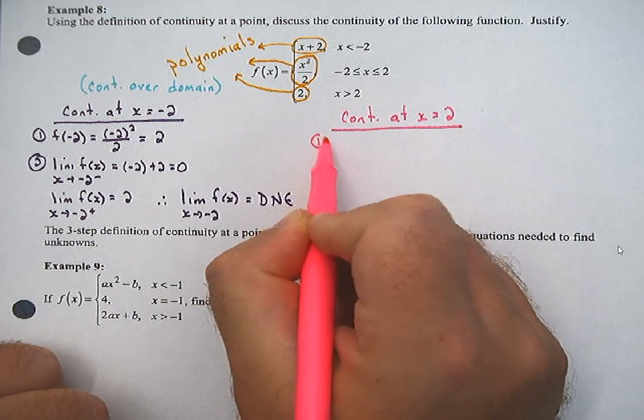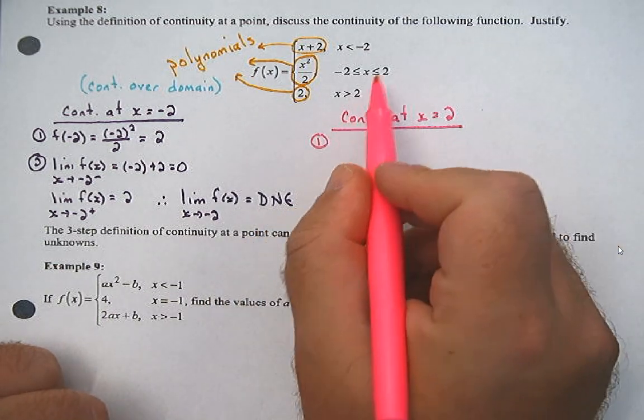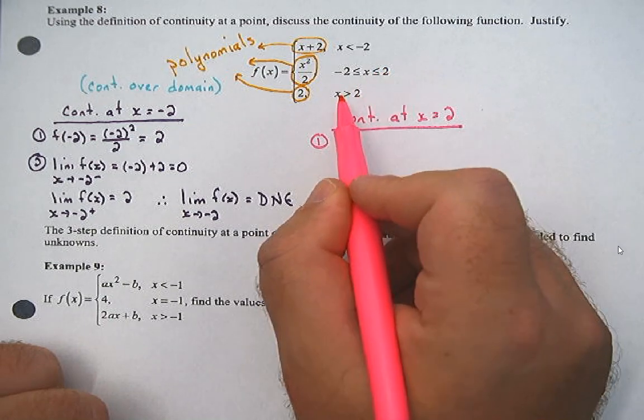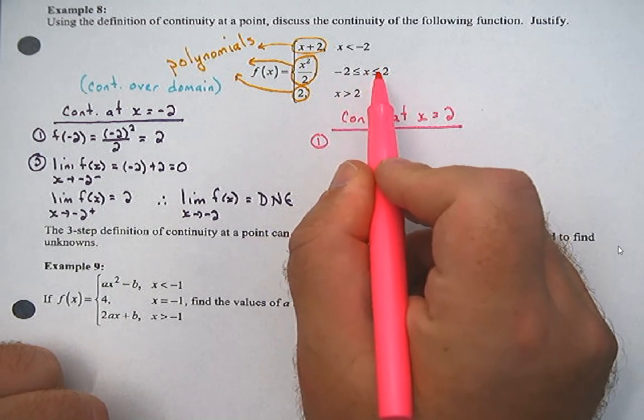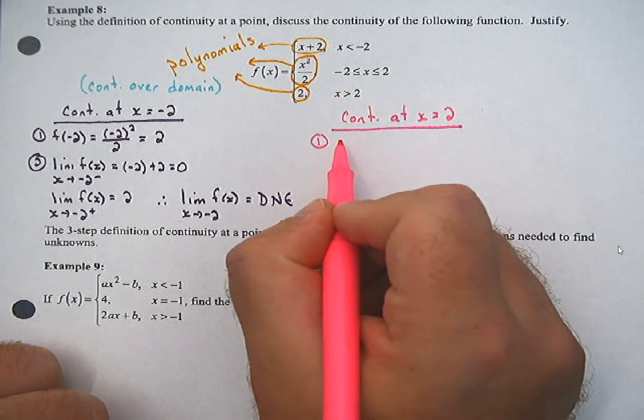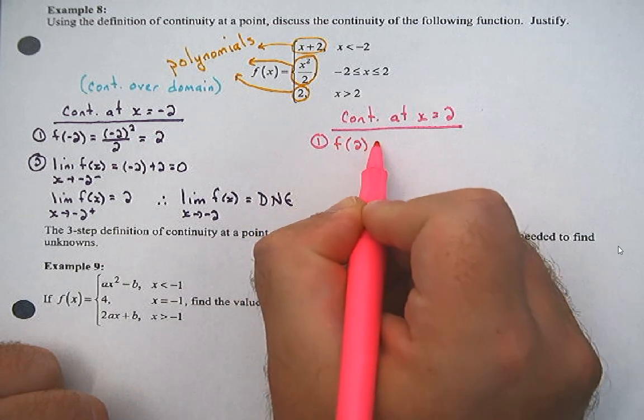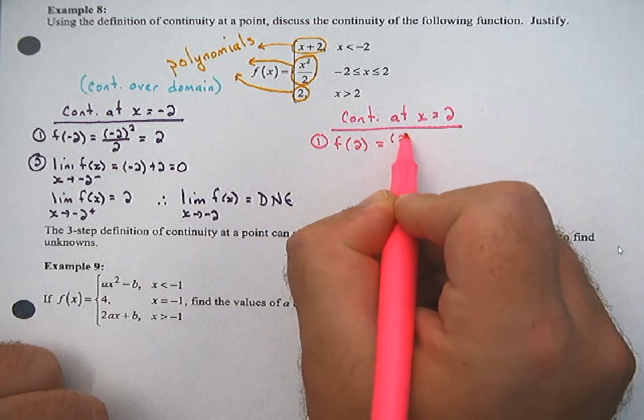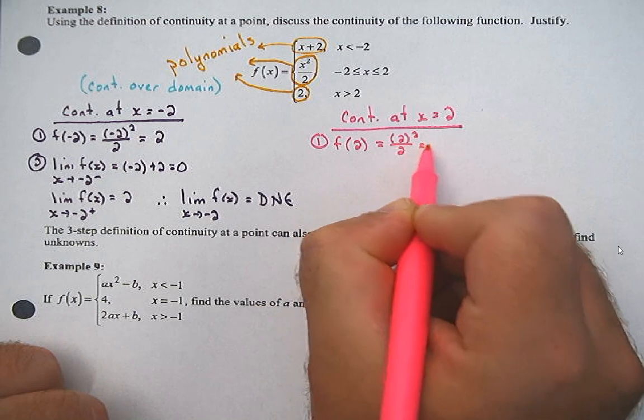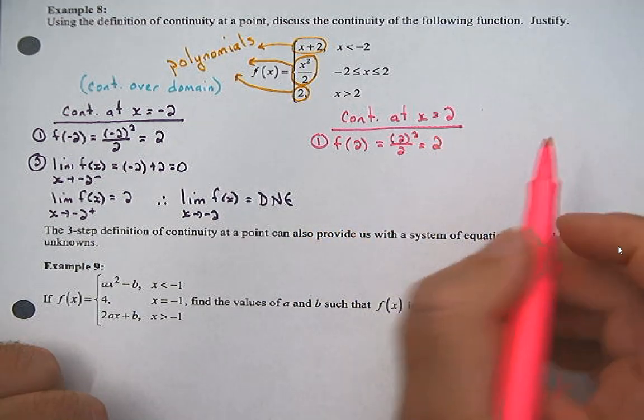First of all, I have to show that there's a point. So which piece would I plug this into? This one has x less than or equal to 2, so I would plug it into this. f of 2 equals 2 squared over 2. That's 4 over 2, which is 2.